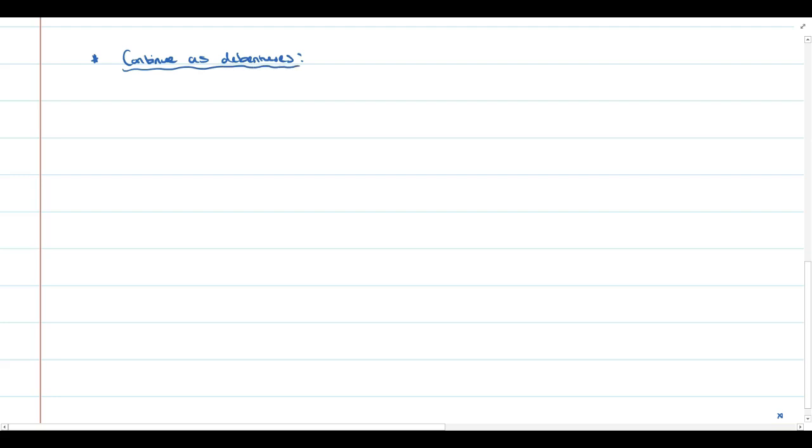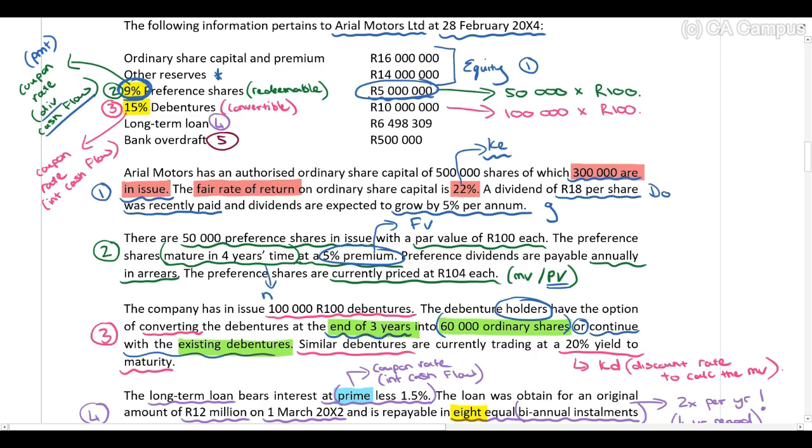Now guys, if they are going to continue as debentures, are we dealing with a non-redeemable debenture, a redeemable debenture, or a convertible debenture? If this option is exercised, because remember, go back to the question, the holders are going to have the option, either they're going to convert into ordinary shares or they are going to continue with the existing debentures. Now, if they continue with these existing debentures, it means they won't convert and they won't be redeemed. So we are dealing with a non-redeemable debenture or a debenture in perpetuity.